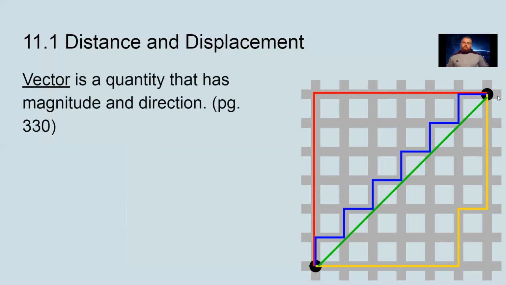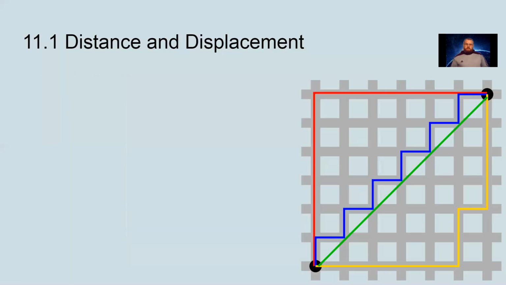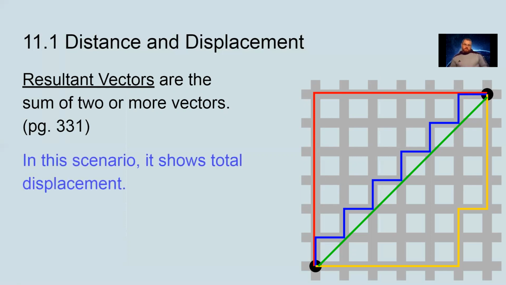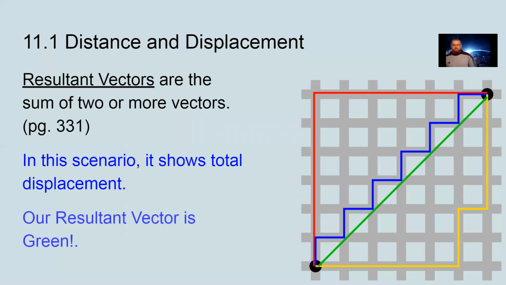All right, so the definition for vector is just a quantity of a magnitude and direction. That's on page 330. Resultant vectors are where we add in two or more vectors all into one. And it's just going to show the total displacement essentially.